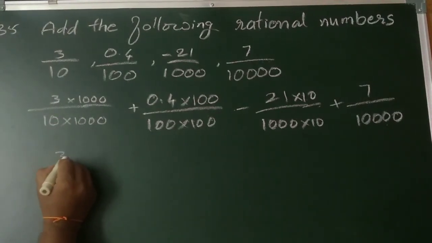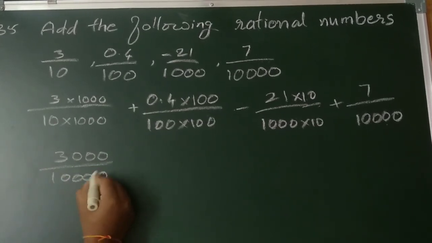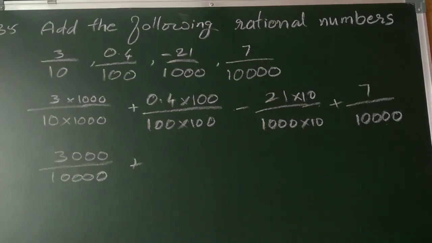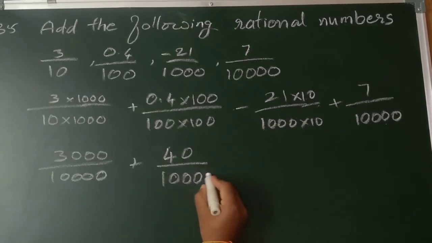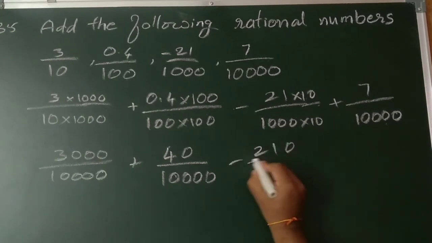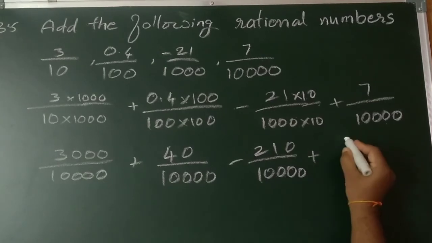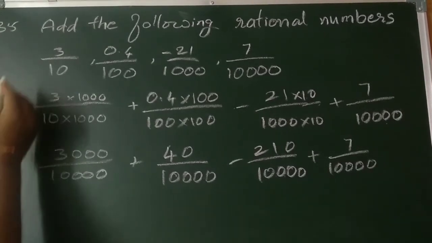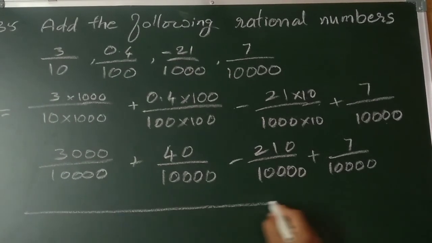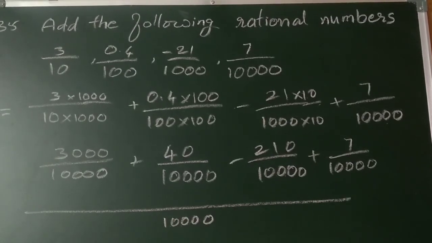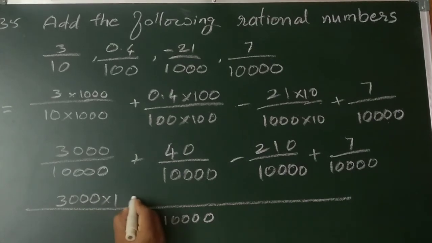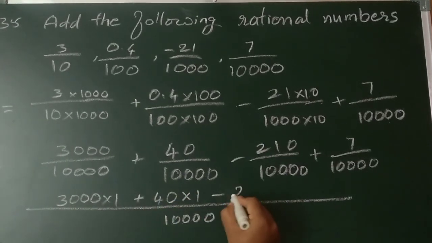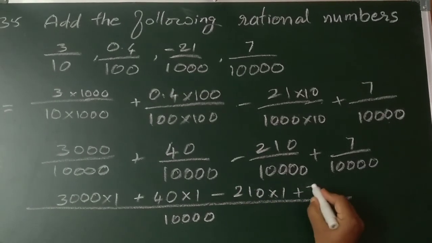See here, this is 3000 by 10,000 plus, since a decimal is there when you are multiplying the decimal number, 10 will be decreased because it is divided by 10. So now it is 40 by 10,000 minus 210 by 10,000 plus 7 by 10,000. Now I am doing the simplification. With 10,000 common, 1 will come upside: 3000 into 1 plus 40 into 1 minus 210 into 1 plus 7 into 1.